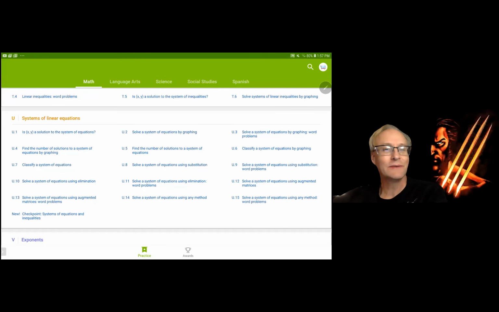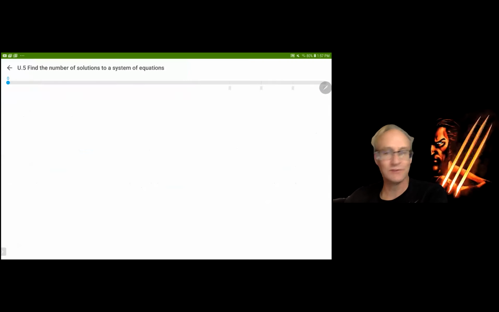Hi, everybody. We're going to do U5, which is find the number of solutions to a system of equations. I just did one with graphing, so I'm not sure what this one is. I haven't previewed it, so it's all going to be a surprise. U5, here we go. This is from Algebra 1, IXL, as usual.